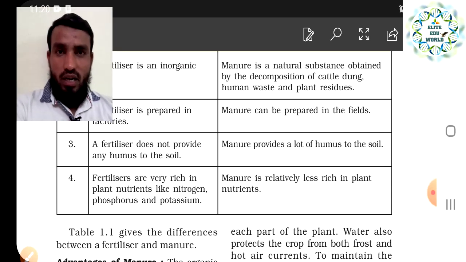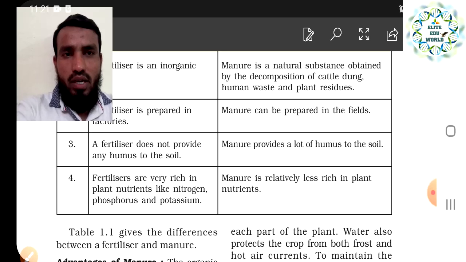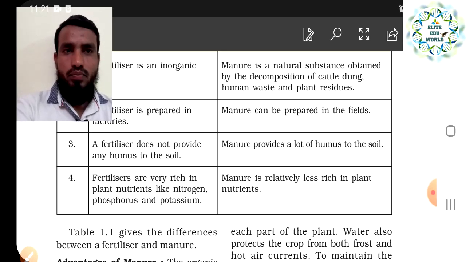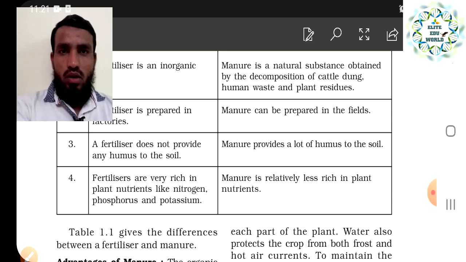Fertilizers are definitely good, they increase the growth rate of our crop and improve the yield. But when we talk about the humus layer, fertilizers do not provide any humus to the soil, whereas manure provides a lot of humus to the soil. That is the basic advantage, because humus is also very important for our crops.